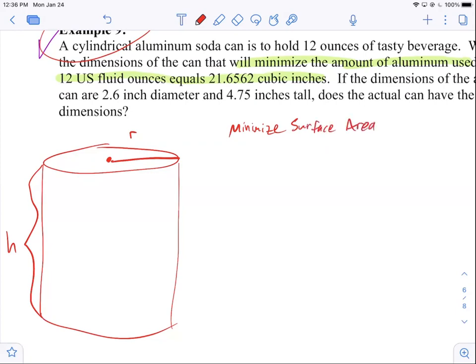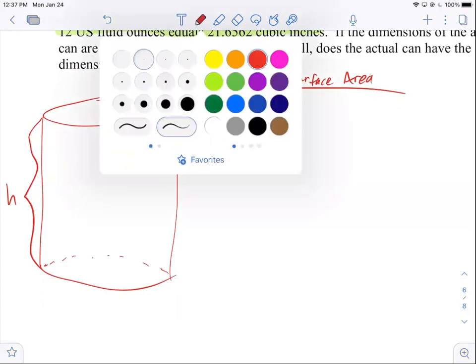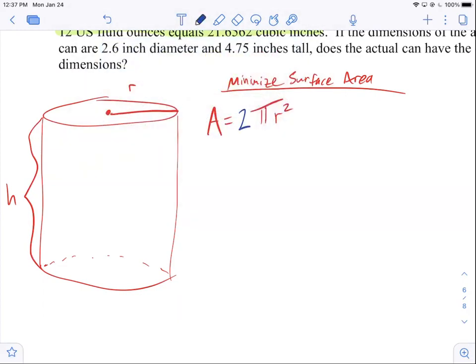Now, you should be able to generate the formula for the surface area of a cylinder if you don't have it memorized, okay? So the surface area of a cylinder, just think about if you had to paint it, right? There's a circular top and a circular bottom. I'm going to call this A for area. The top and bottom are circles. What's the formula for the area of a circle? Yeah, pi r squared. And we have a top and a bottom, so there's two of them, okay?